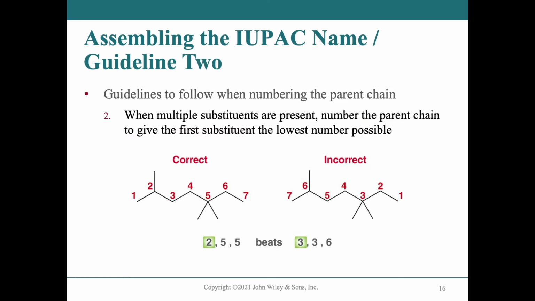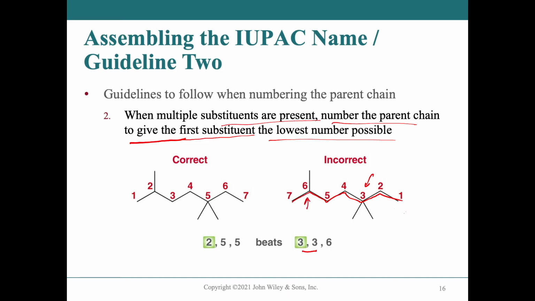So when you've got more than one substituent present, you still want the parent chain to give the first substituent the lowest number possible. Okay, so let's look at the wrong one real quick here. We still have a heptane going on, right? 7 carbons long, a heptane. Over here, the first set of substituents has number 3, right? So that's 3, 3 for both those methyls, and the last methyl is on a 6.